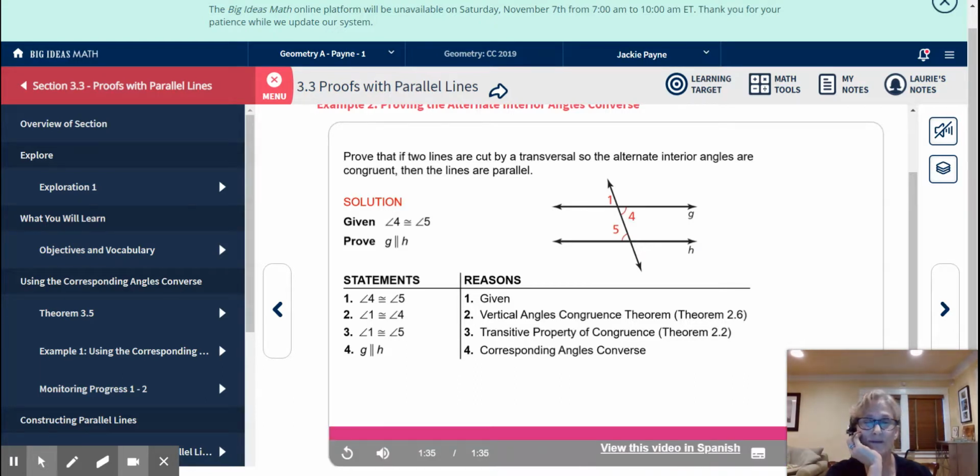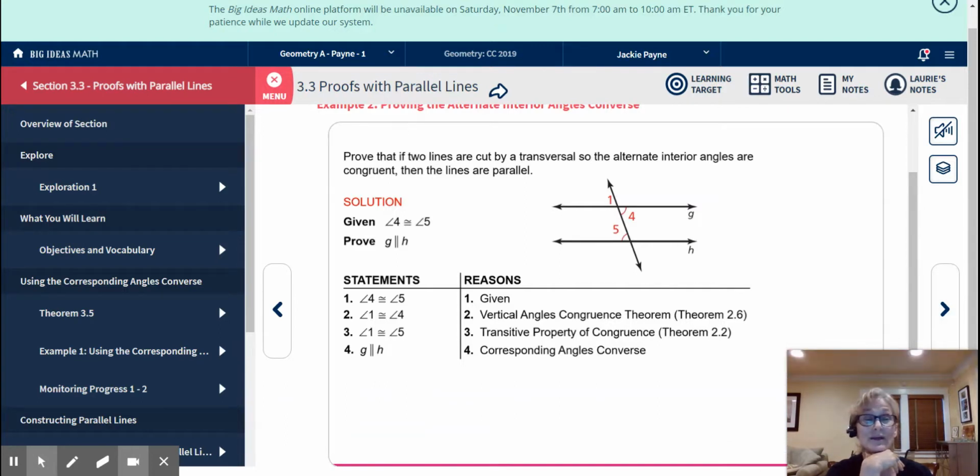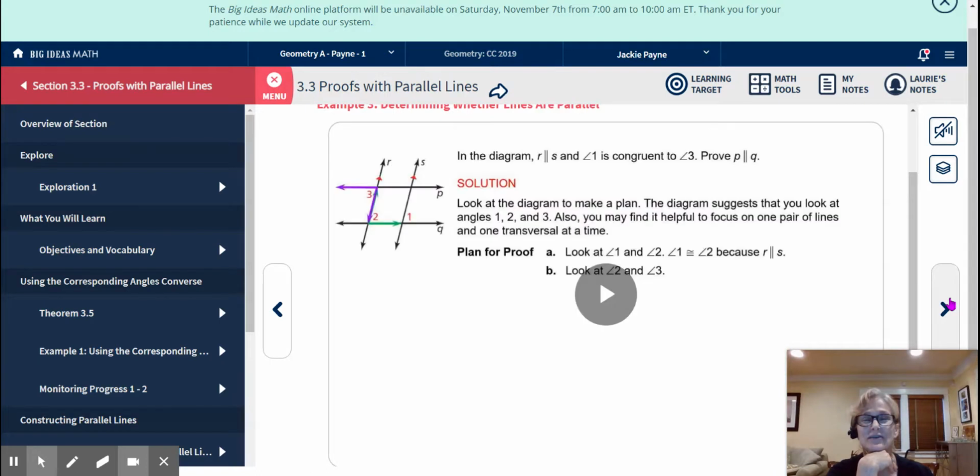Hopefully you can follow all of those. We've used them many times by now, and we will continue to use them more. Here's another example. And this one's a little different. So watch the colors and also watch the parallel line.